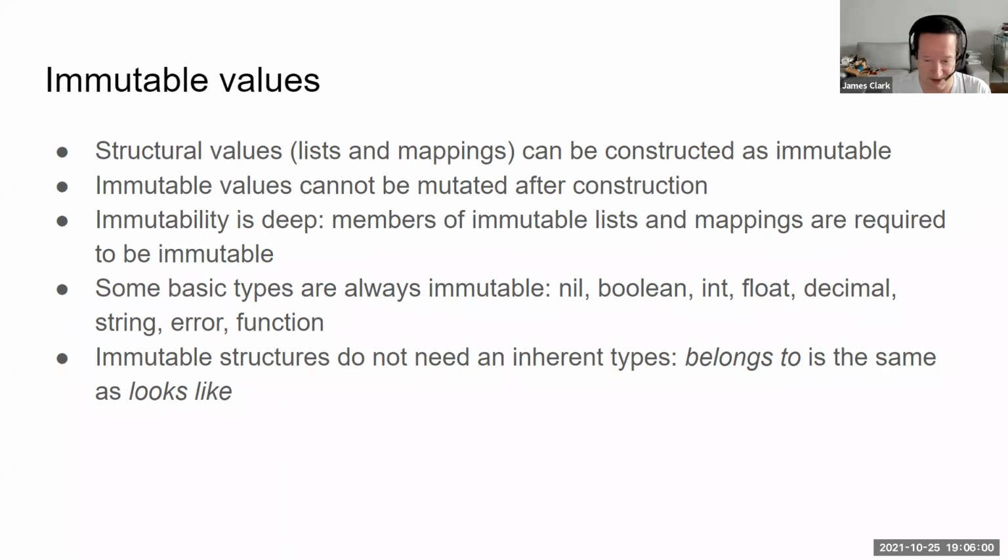And some basic types are always immutable. So our simple types, strings, errors, functions, they're always immutable. And remember that inherent type was there to constrain the range of mutability of a structure. If structures can't be mutated, then they don't need inherent types. So for immutable structures, we don't have the complexity of having two relationships between a value and a type. You don't have to worry about how it's going to mutate. It is what it is. It can't change. So structural typing, semantic subtyping can just work in a straightforward way without all the hacks that we need with inherent typing.